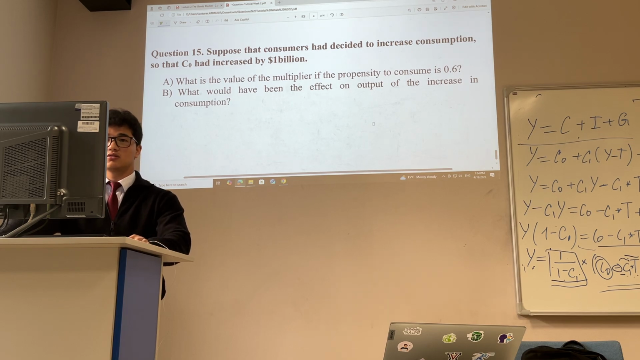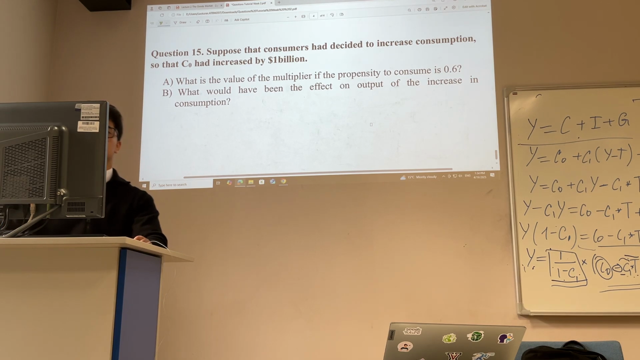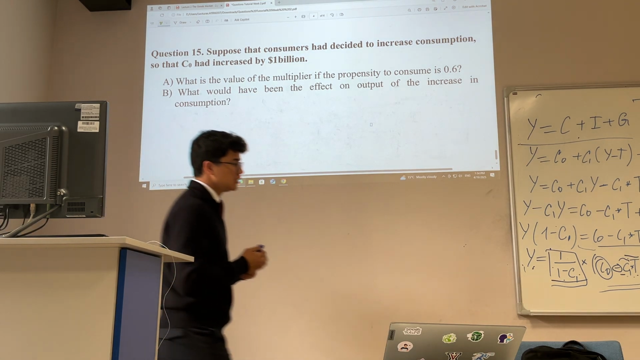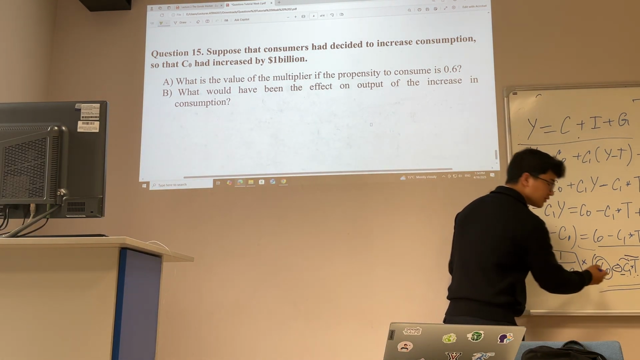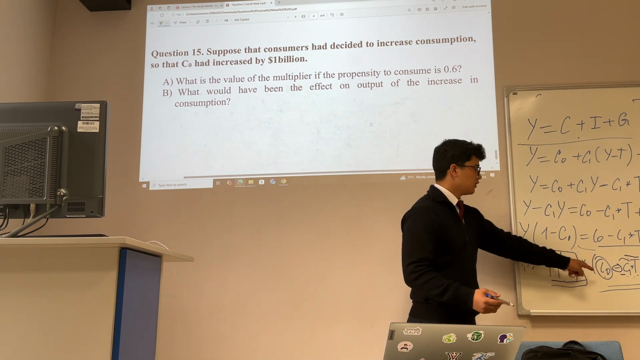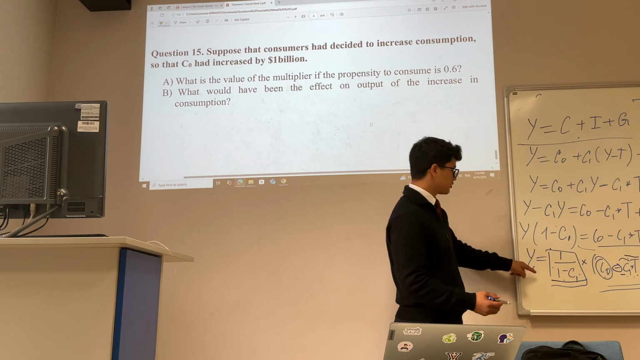That's the second part. We're asked to find the effect on the overall consumption. Overall consumption is equal to C, just C, not C0. So if this one increases, what's the effect of an increase in C0 on overall consumption?